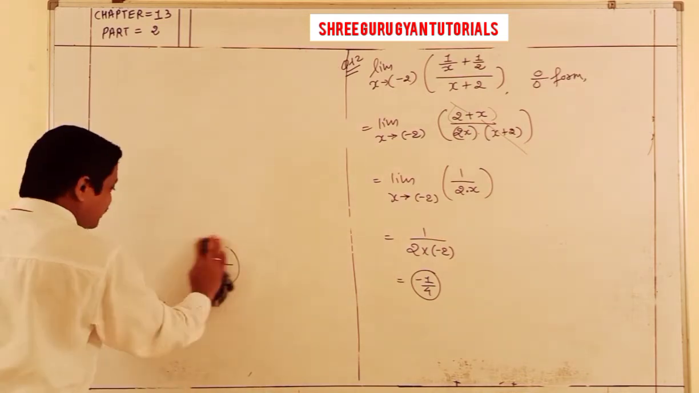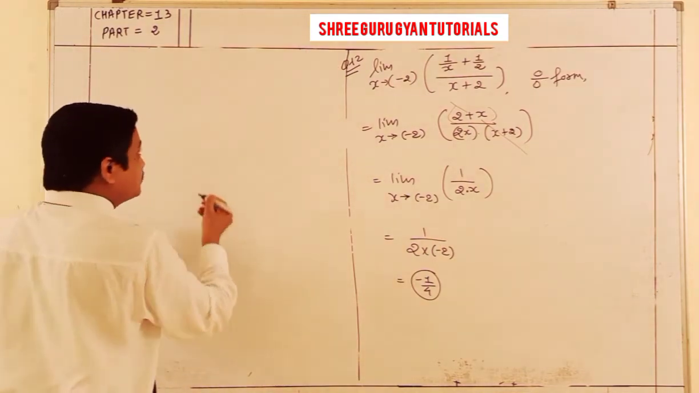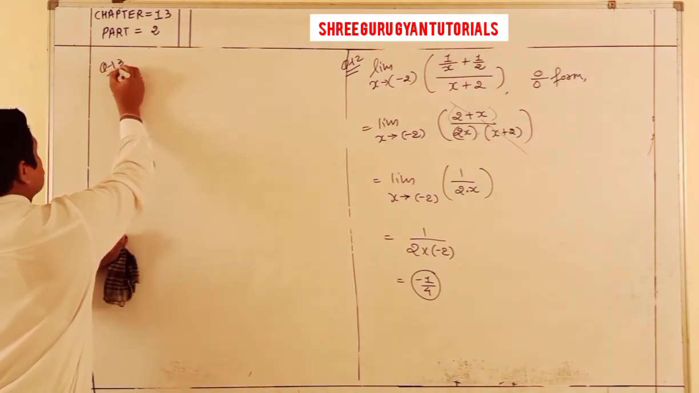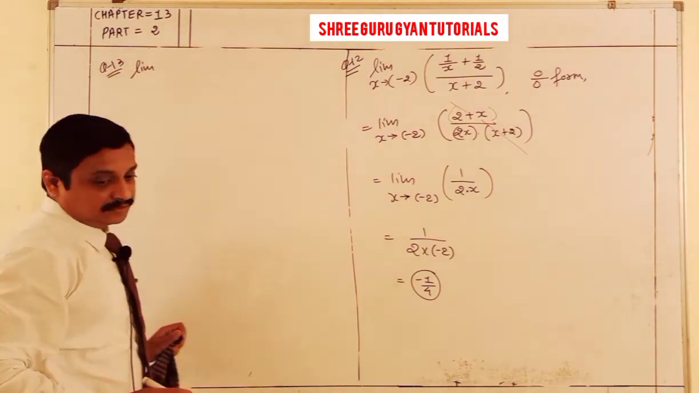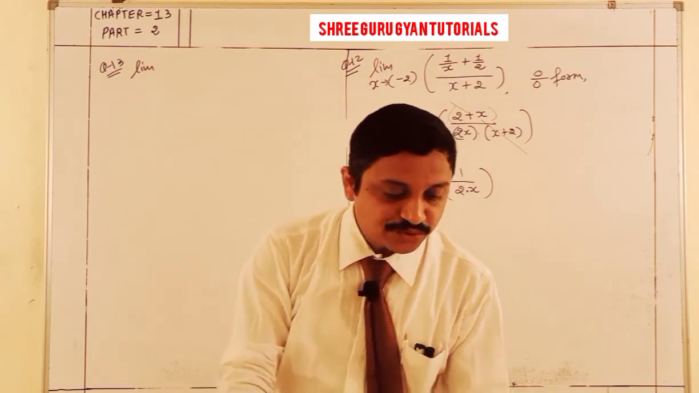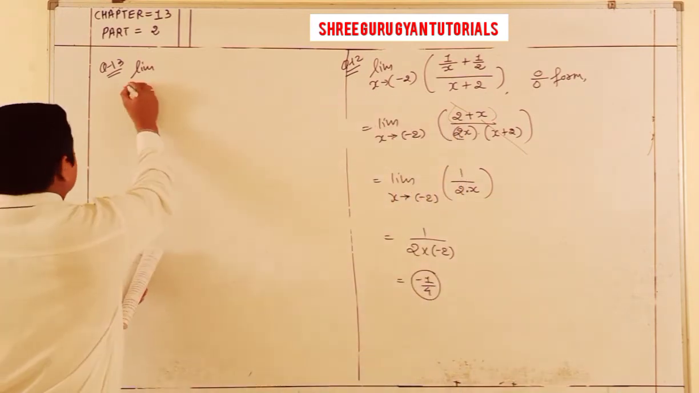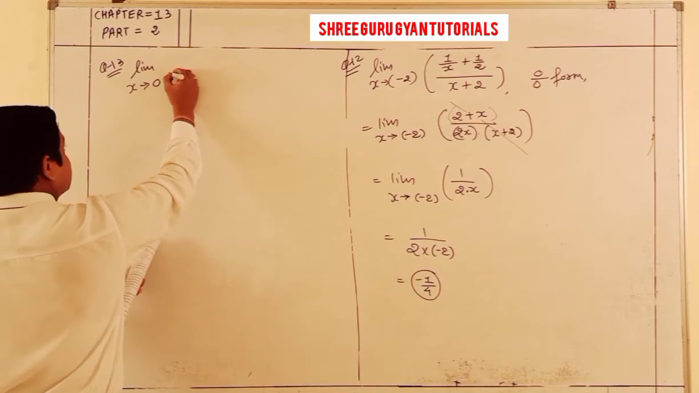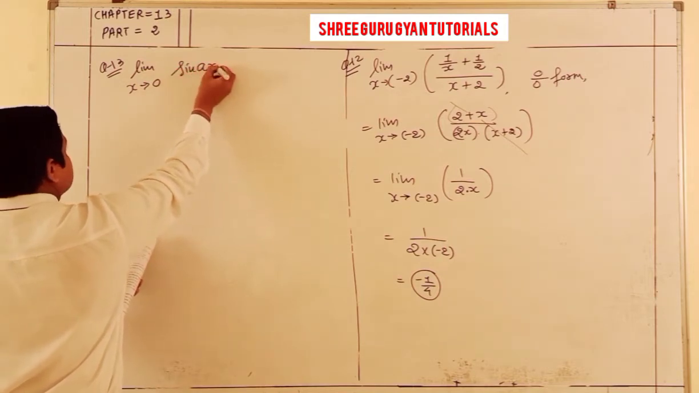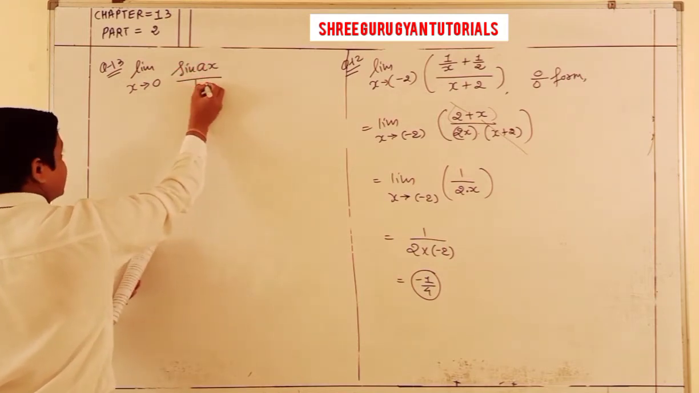Yes, now 13 questions related to trigonometry. Your question: limit x tends to 0, sine of ax by bx.